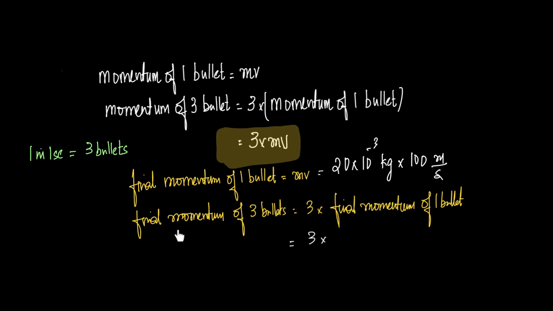In which case, what will be final momentum of 3 bullets? It will be 3 into final momentum of 1 bullet, which will be 3 into this value. So we have 3 into 20 into 10 to the power minus 3 into 100 kilogram meter per second, right? So this is the final momentum. Now, why is this? Because in 1 second, it's not 1 bullet being fired. We have 3 bullets being fired in 1 second. So that's how the equation gets modified here. I hope that concept is clear. So now let us go back to the equation.